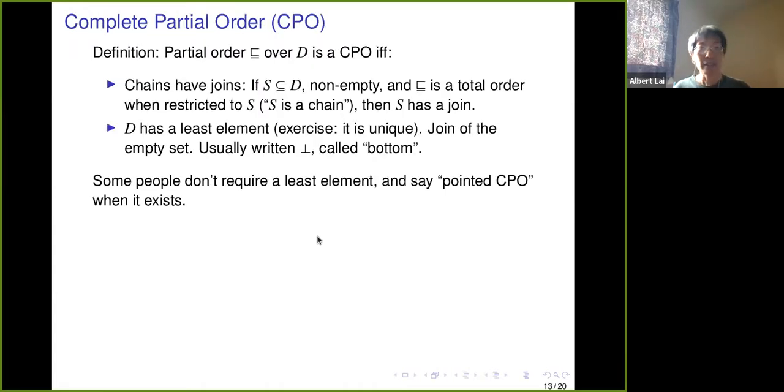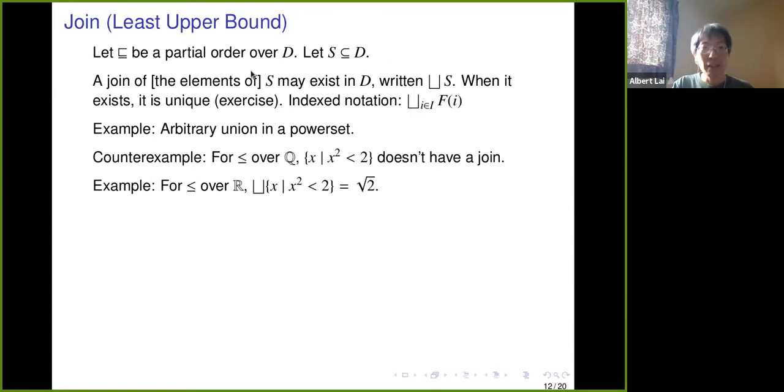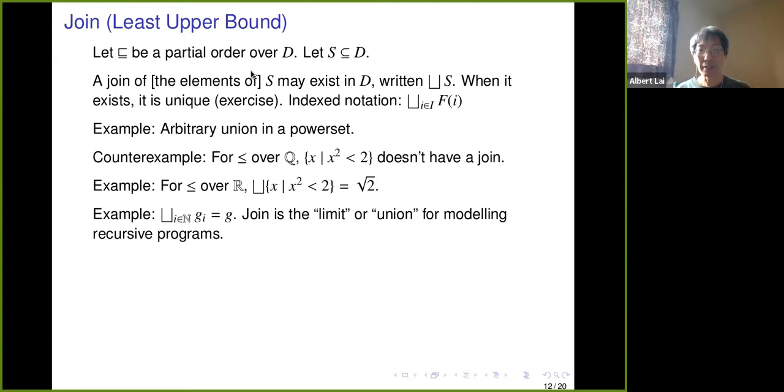Now, these joins, even in the binary case when you only have two operands to worry about, sometimes don't exist. And by the time you talk about an arbitrary, possibly infinite set, it has an even higher chance of not existing. It's a tall order to insist that a certain subset of elements has a join.